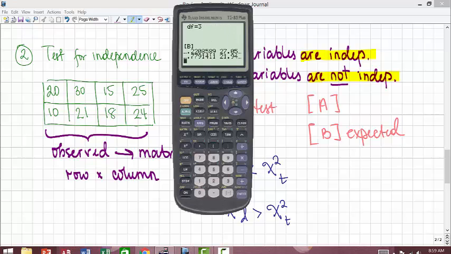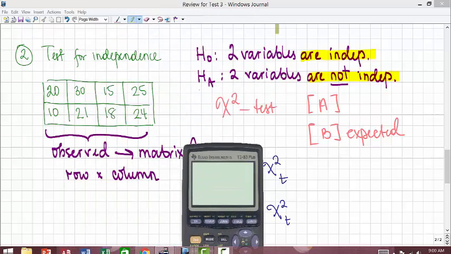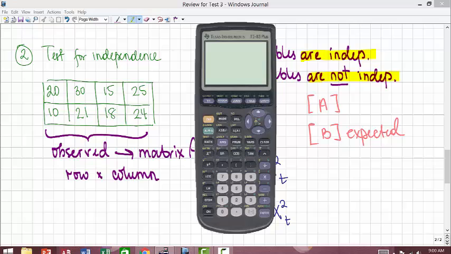Okay, so let me just run this test again. So let's say I'm dealing with these numbers. I say that the two variables are independent, and the alternative is they're not independent. I'm going to run this test. Okay. Let's see. Here I get chi-square and I also get p-value, right?